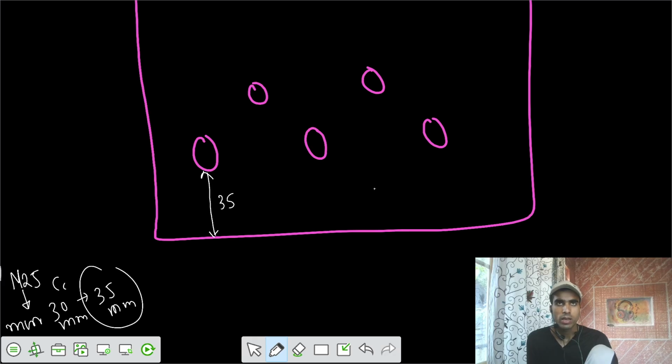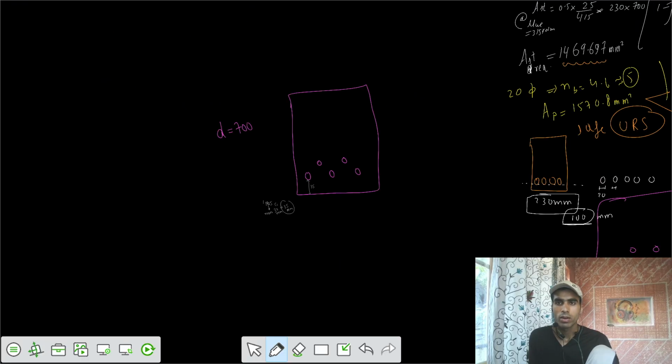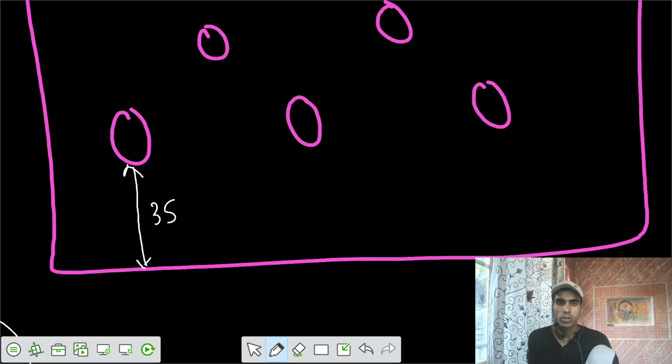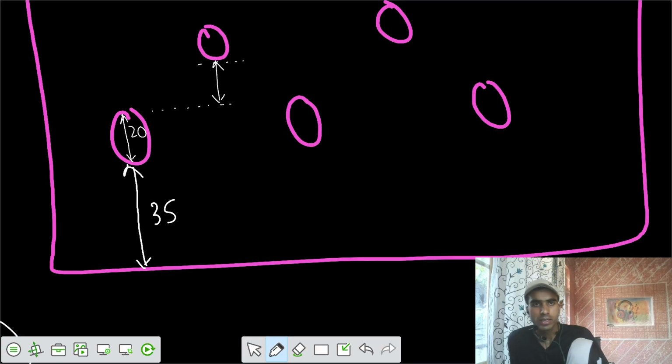And the diameter of the bar, what was the diameter we selected for our calculations? Yeah, 20 diameter we selected, 20 millimeters. So this is 20. And the spacing between these two, clear to clear, this one we can take some value of 30, or 30 by 2. Let's take 20 millimeters.